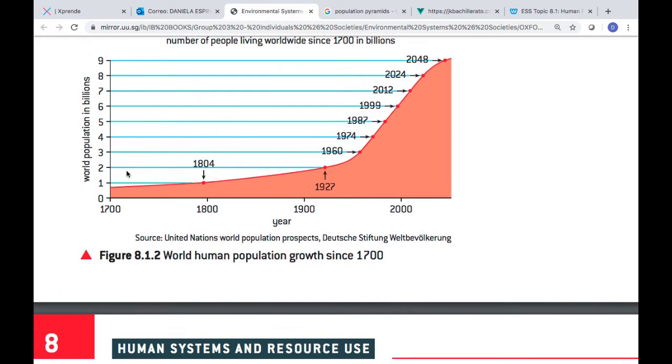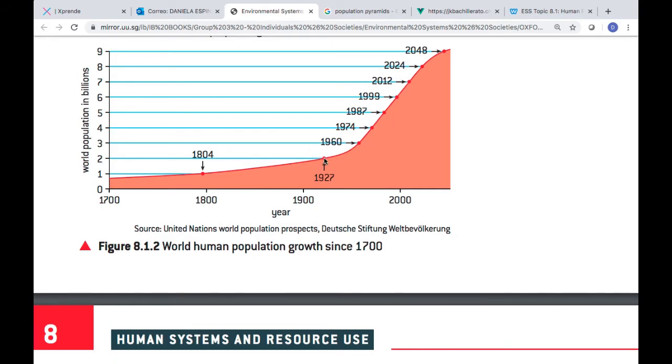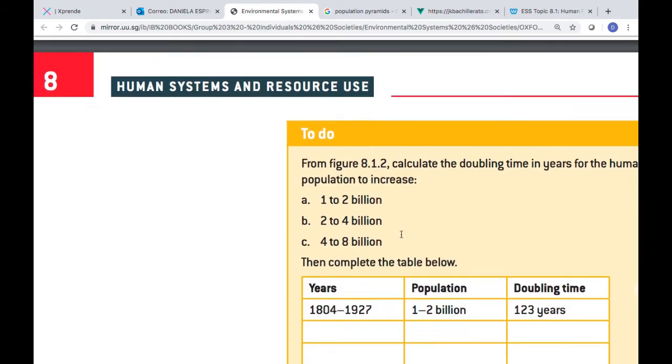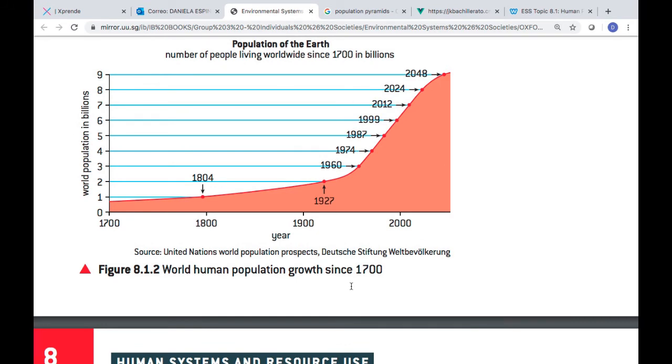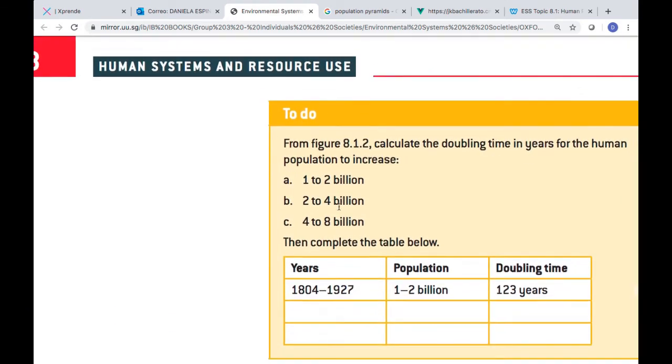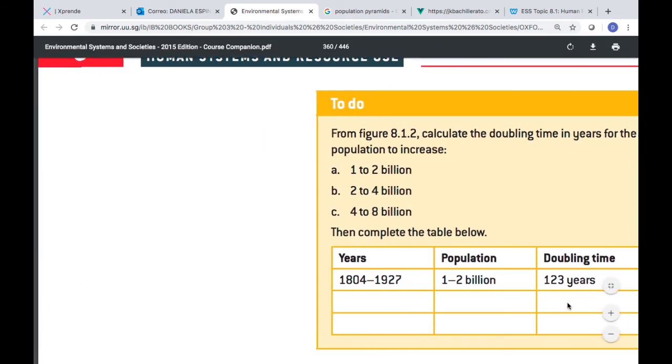Then the second one, 2 to 4 billion. Let's check 2. We have 1927 again. 4 billion is 1974. So between 1927 and 1974 we write those years here. What is the number of years for that doubling time? We subtract 1974 less 1927, and the answer is 47 years. We write 47 years here.